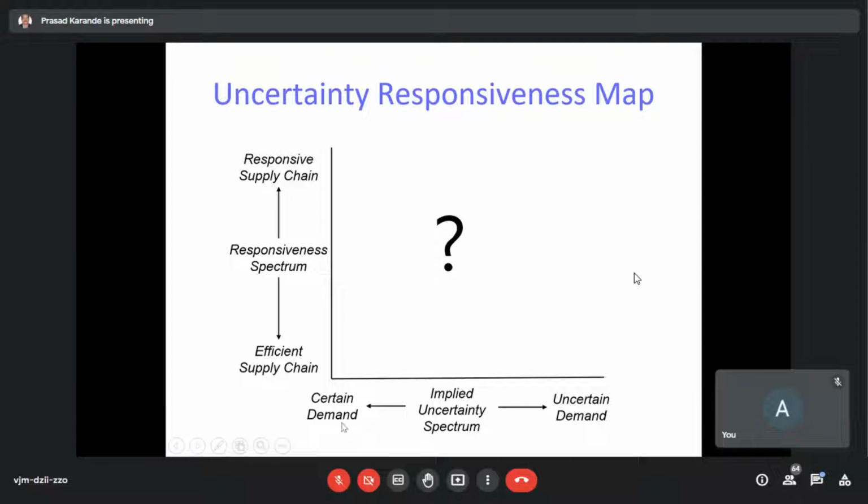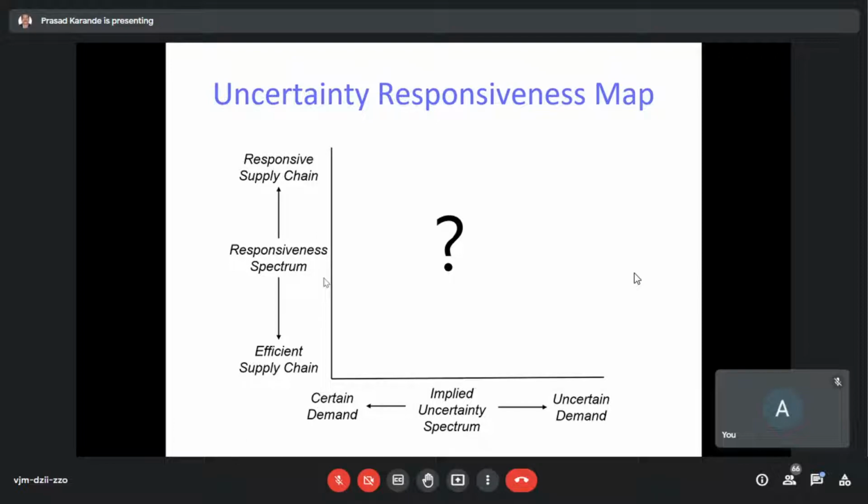Now you just see on the x-axis, this is certain demand, this is the implied uncertainty spectrum, and this is uncertain demand. So uncertainty is increasing on the right side. As you go right on the x-axis, your uncertainty will increase, and this is the responsiveness spectrum, where responsiveness is high as you go above on the y-axis, and this will be efficient only as you go below on the y-axis. So how could this graph be?